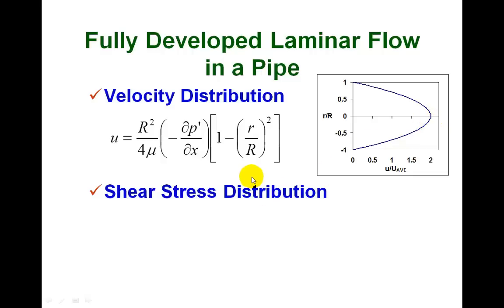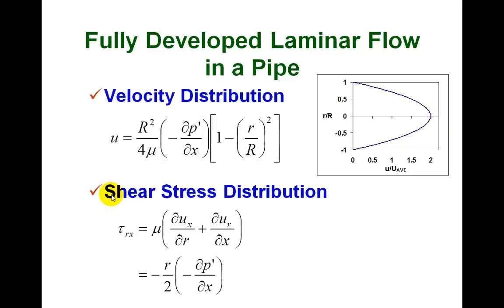Now we can look at the shear stress. The shear stress component we're interested in is tau Rx, that is shear stress on a radially oriented plane, resulting in force in the x direction. So this is the main drag force within the flow field. For a Newtonian incompressible fluid, that shear stress is mu times the velocity gradient of axial velocity in the r direction plus the radial velocity derivative in the x direction.